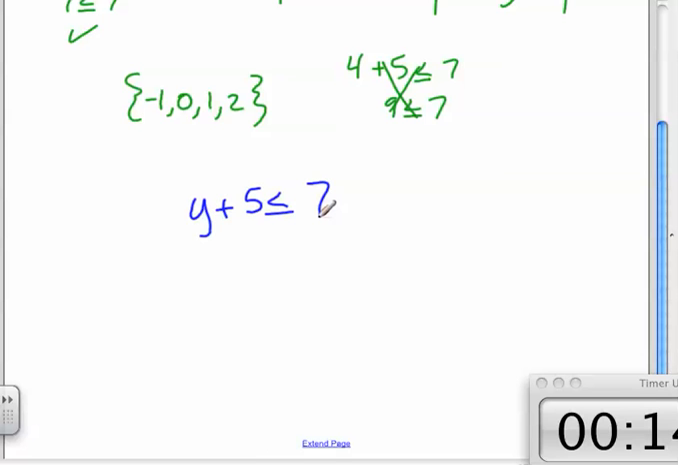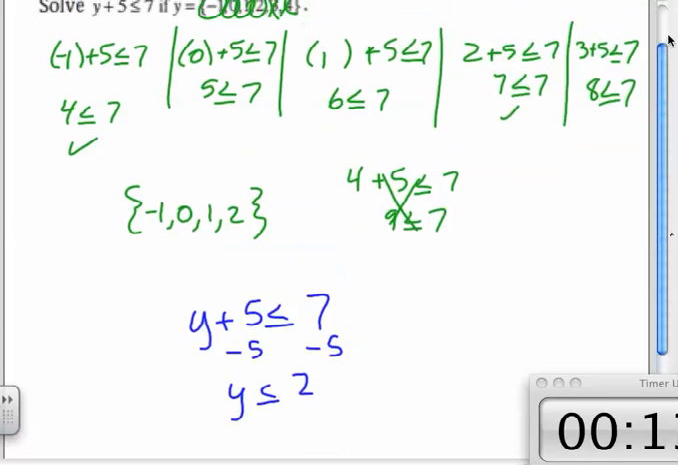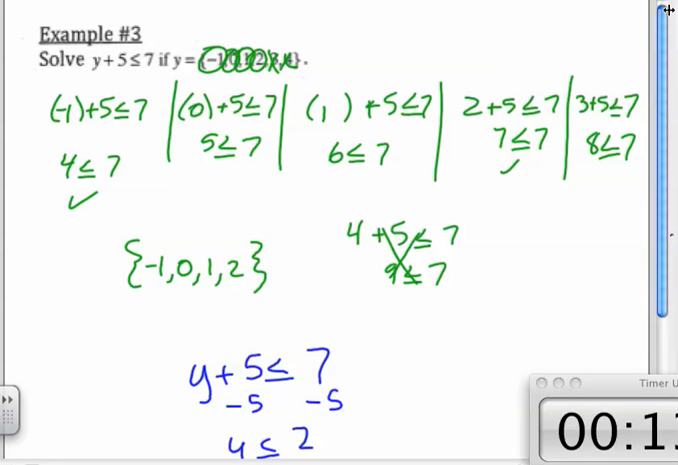Okay? Now in this case, how do I get rid of the 5? I subtract 5 from both sides. Am I multiplying or dividing by a negative? No. So the inequality sign stays in the same direction. That means that y has to be less than or equal to 2. We'll look back at the ones that worked. Yeah. All of them that were less than or equal to 2 worked, but 3 and 4 did not.